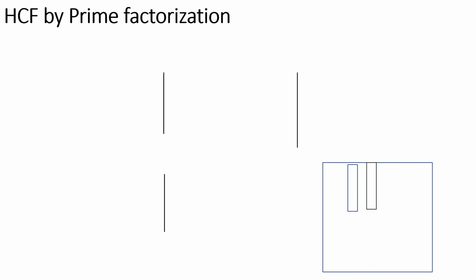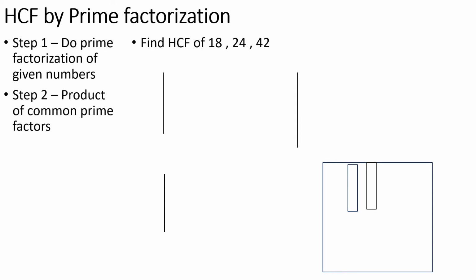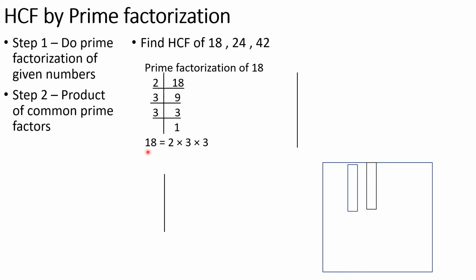Now again we will use the same method of prime factorization but for more than 2 numbers. So the steps will be the same, but our question here is: find the HCF of 18, 24, 42. So here what we will do? Yes, we will find the prime factorization of 18, then 24, then 42. At first, the prime factorization of 18: 2 nines are 18, then 3 threes are 9, and 3 ones are 3. It means the prime factorization of 18 equals 2 multiplied by 3 multiplied by 3.